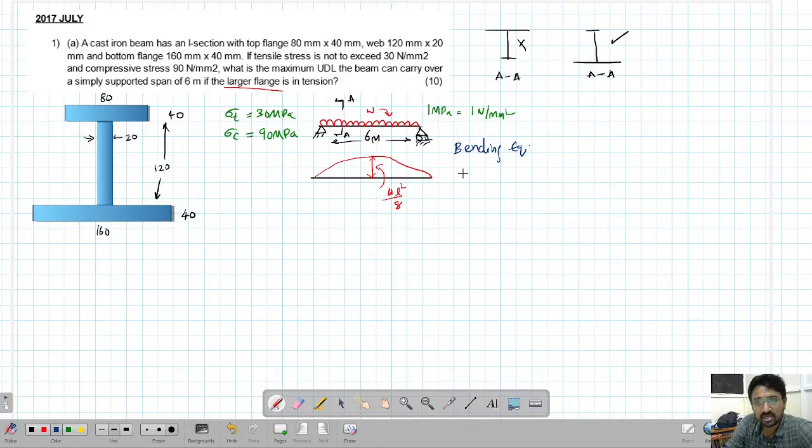The bending equation is given by M by I equal to sigma by y equal to E upon R. Now M is the bending moment, I is the moment of inertia, sigma is the stress, y is the location from the neutral axis, at what point we want the stress. E is Young's modulus, R is the radius of curvature.